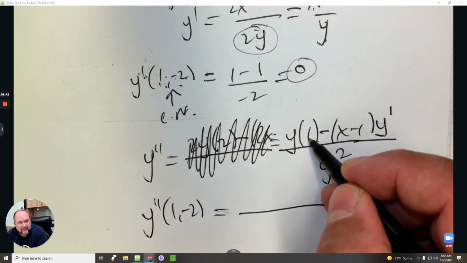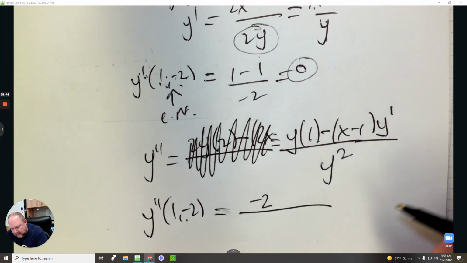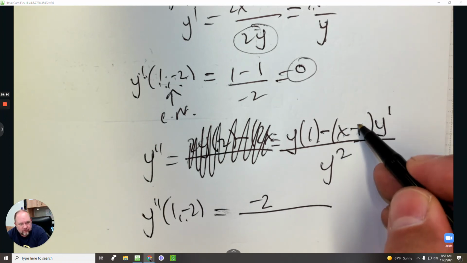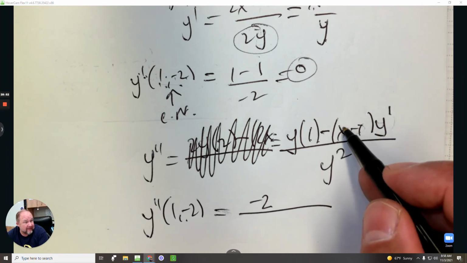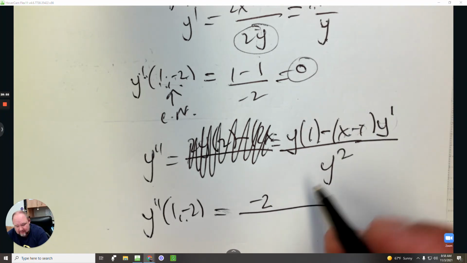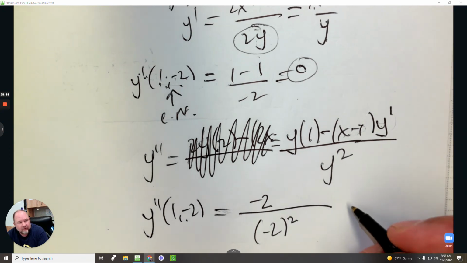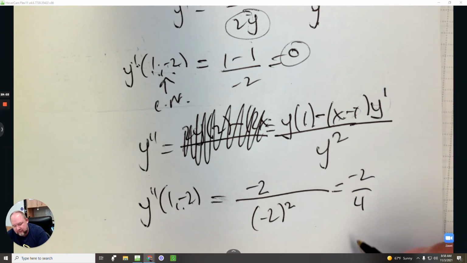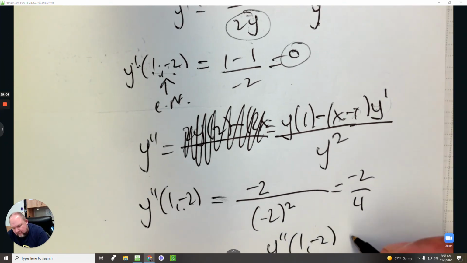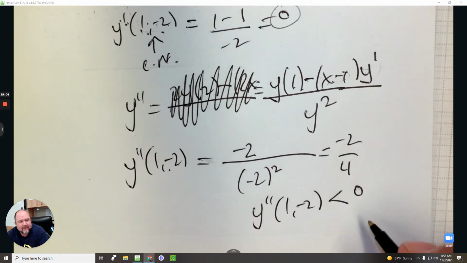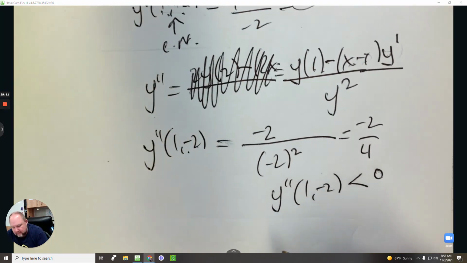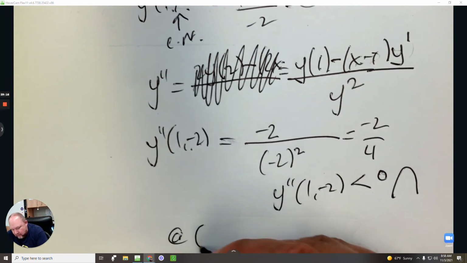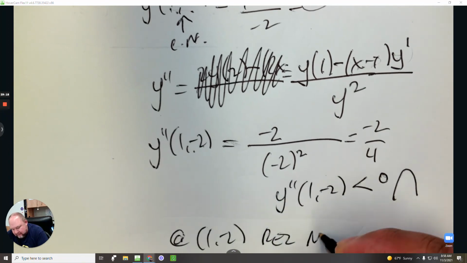So this is y times 1. I'm going to plug in -2 for y. When I plug in positive 1, 1 take away 1 is 0. And 0 times, this is actually 0 too, that's just 0. So I have nothing at the end there to subtract. And then the denominator is -2 squared from the y coordinate. What matters here is that this answer, the second derivative at (1, -2), is less than 0. And because it's less than 0, and because it's a critical number, this is concave down. So (1, -2) is a relative maximum.